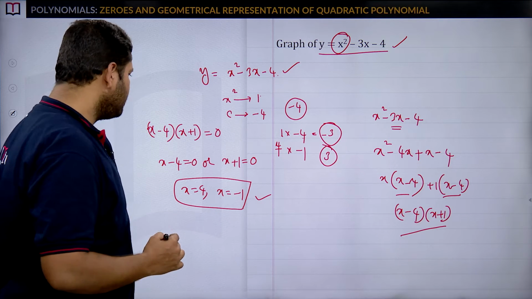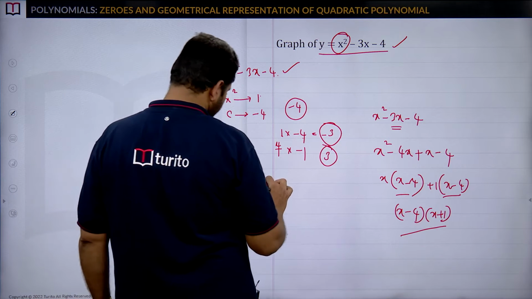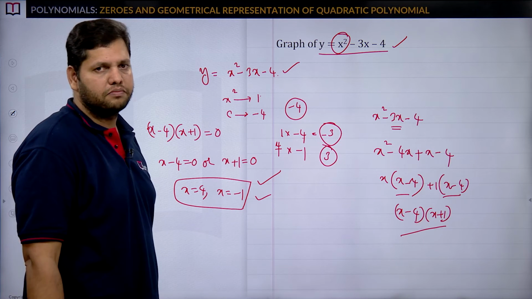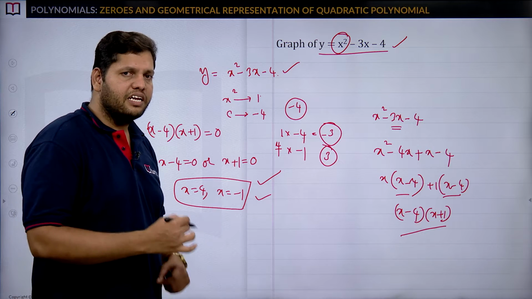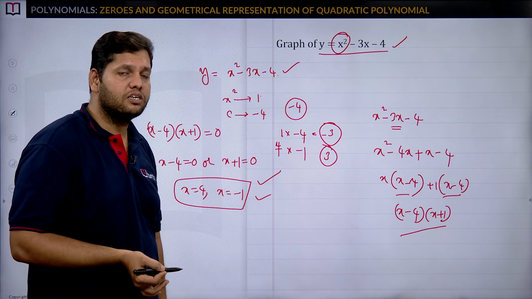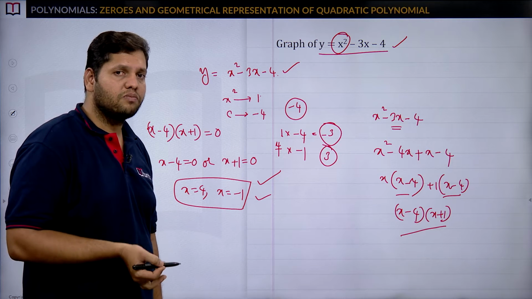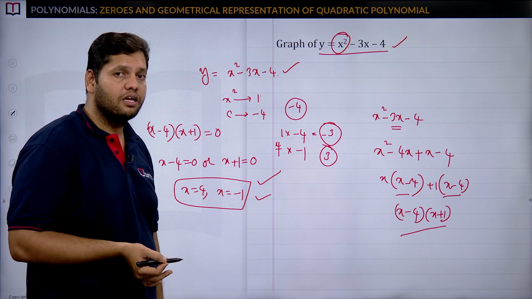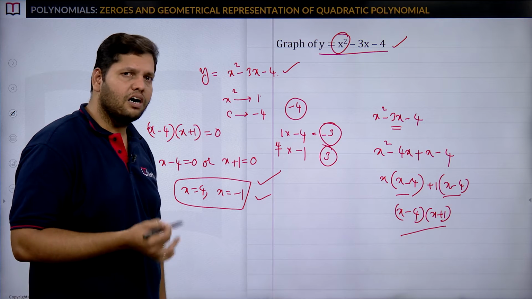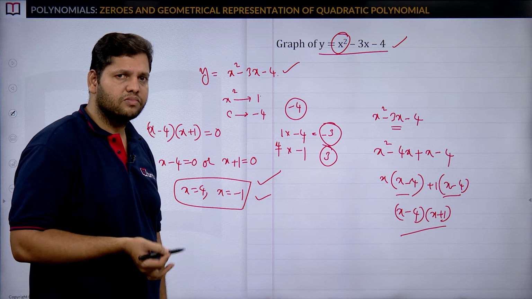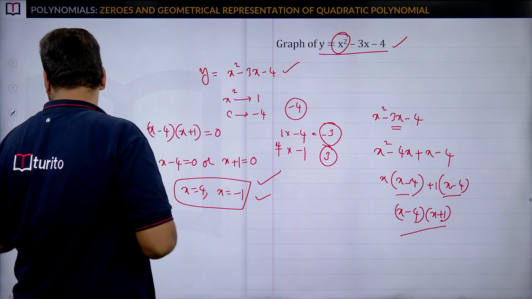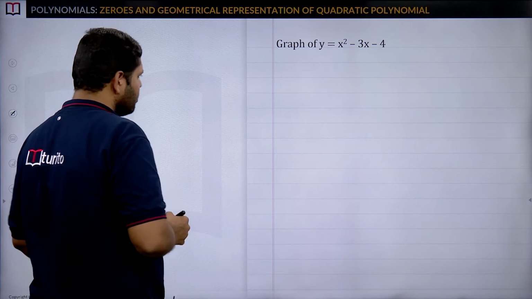Now, children, we got the theoretical answer: 4 is one zero of the polynomial and minus 1 is another zero of the polynomial. The same zeros of the polynomial we need to find graphically, or we can say geometrically, or by using the graph. Now, let us see, children, how we can find the zeros of the polynomial by graph.